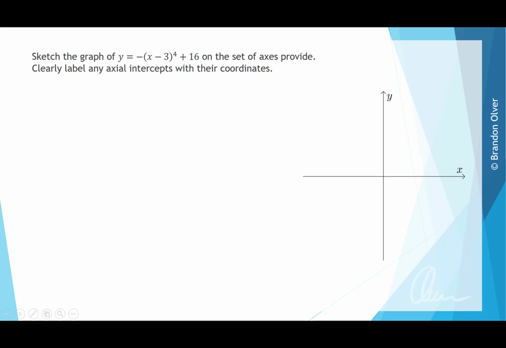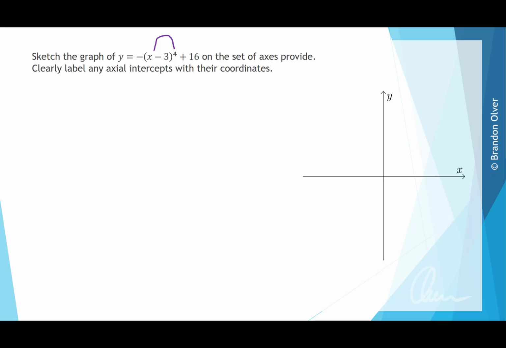Sketch the graph of y equals negative (x minus 3) to the power of 4 plus 16 on the set of axes provided. Clearly label any axial intercepts with their coordinates. So the first thing we can do is inspect the rule, and we can see that this is a quartic graph, and that the form it's in indicates that it's going to have this shape here.